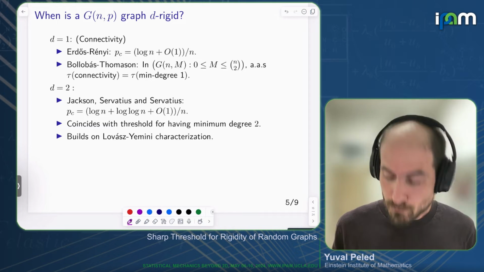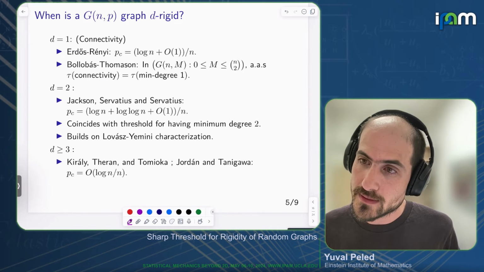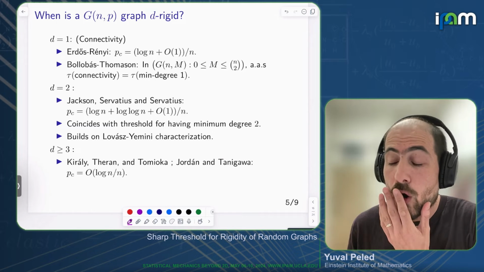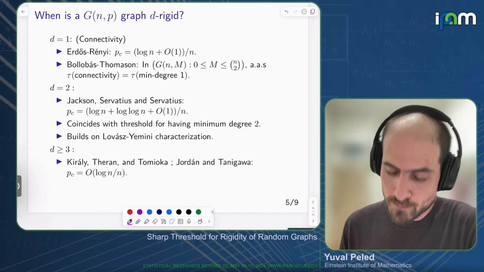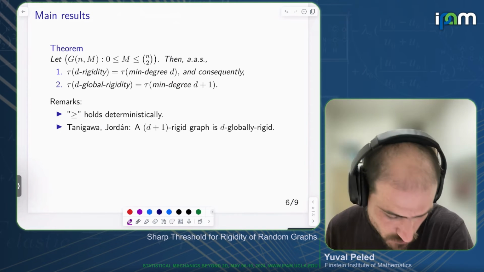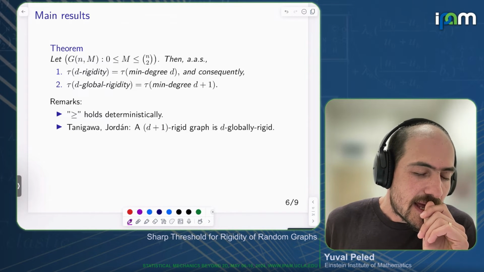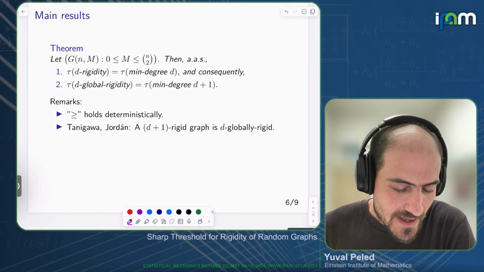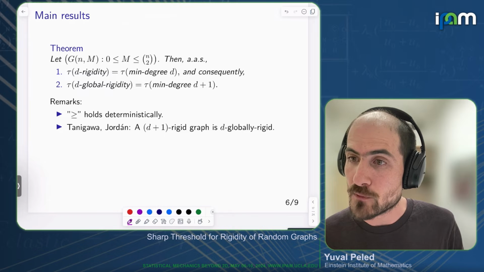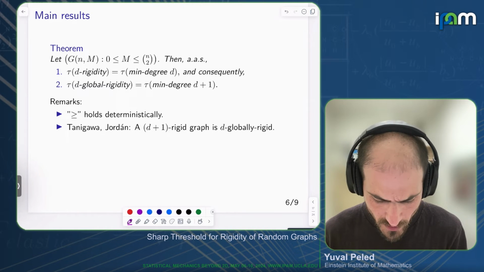very well. Prior to this work, there were a couple of works on 3 and above dimensional rigidity, and they were able to obtain the correct order of the critical probability. And our result, and this is the main result of this work, is that we're able to extend the hitting time result of graph connectivity to d-dimensional rigidity for every D.